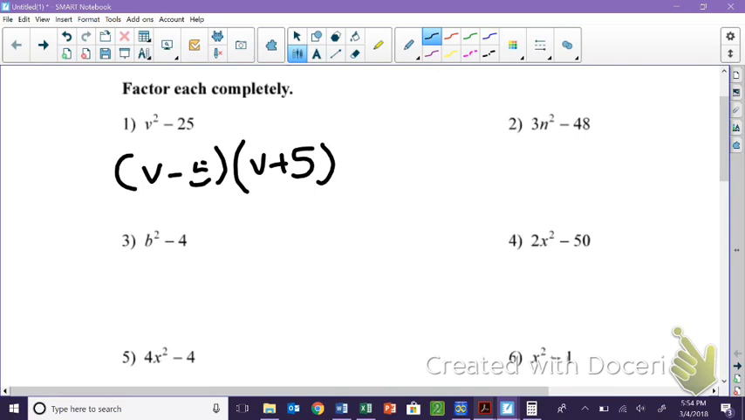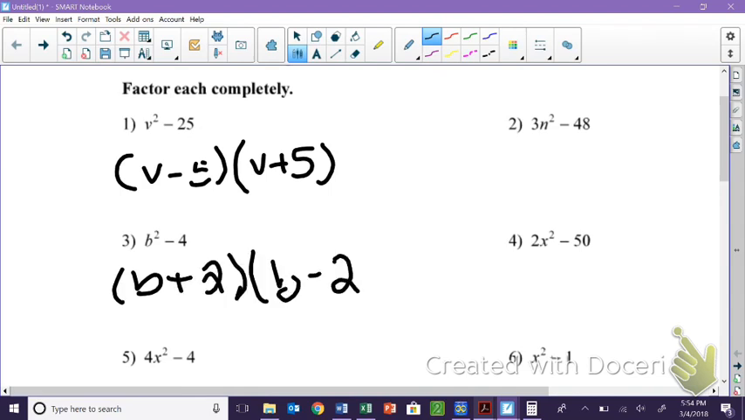Same thing for number 3. It's going to be b plus 2, b minus 2. No fancy work, no nothing. Okay? So, we're going to go through this.